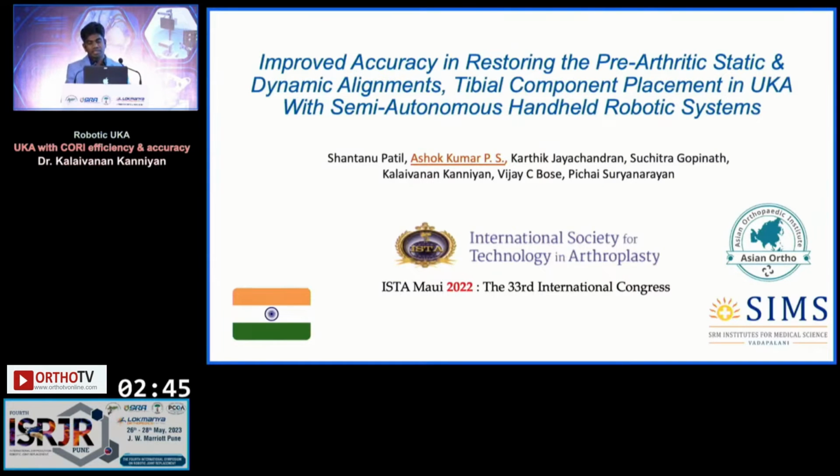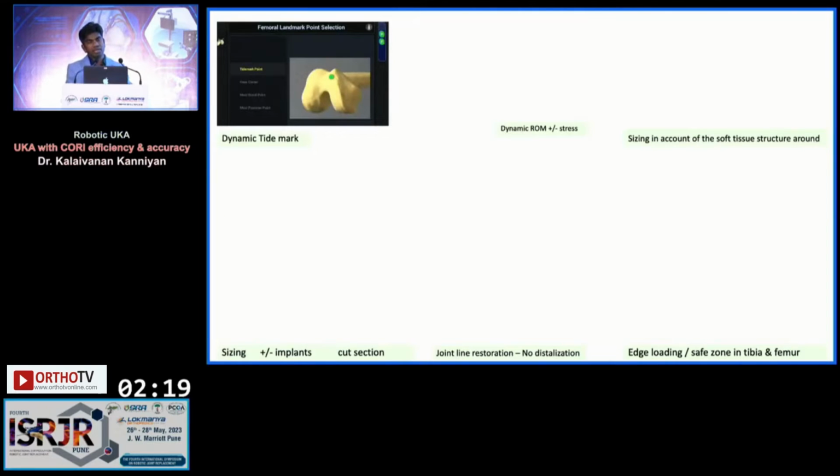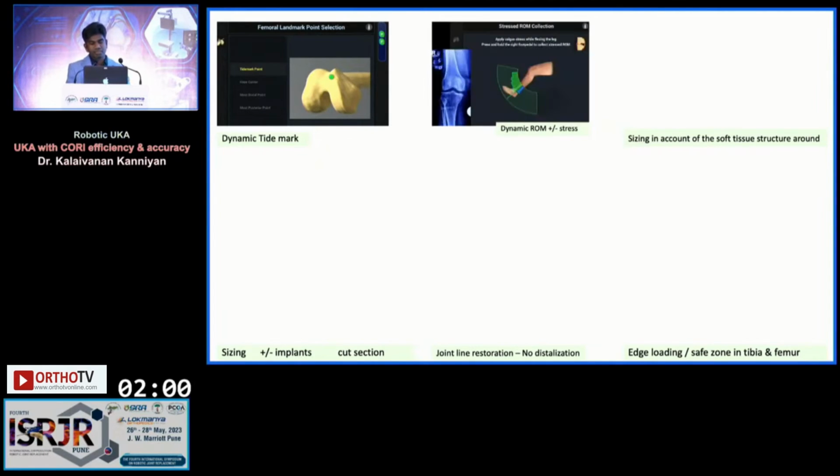So this we presented at ISTA last year. All the patients go through the basic pre-op workup, and radiological fitness is essential before getting into the surgery. Most of these cases are mild to moderate deformities, and rarely with a very posterior osteophyte, where CT scan is going to score. Here with real-time registration, the surgeon does it, it gives a good registration, and there is no need for any CT and extra radiation. On a CT there can be error in the tide mark as different people mark around, but on table you decide the tide mark, which is the junction between the articulating and the non-articulating portion, and that also helps in sizing the proper implant. So we give importance to the dynamic tide mark. Second is the stress view: with the dynamic ROM and the stress, whether varus or valgus, everything is taken into account, which is not available with the image-based system.